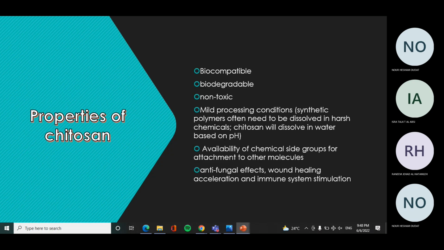Now we talk about the properties of chitosan. Chitosan has many properties: it's biocompatible, biodegradable, and the most important property of chitosan is that it is non-toxic to the body. Mild processing conditions: synthetic polymers often need to be dissolved in harsh chemicals, while chitosan will dissolve in water based on pH. Availability of chemical side groups for attachment to other molecules, and the last one, antifungal effects, wound healing acceleration, and immune system stimulation.